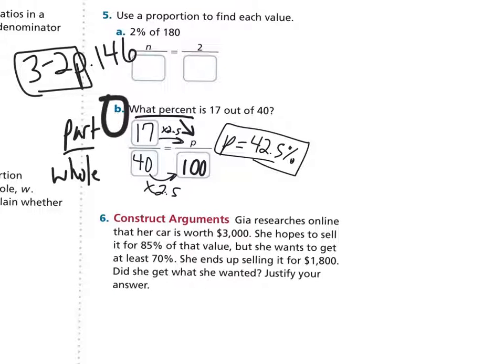Another option you have there is you could, without even setting up a proportion, take 17 divided by 40 and you get 0.425, and then just move your decimal 2 spots to the right.